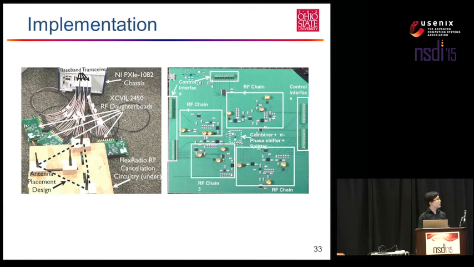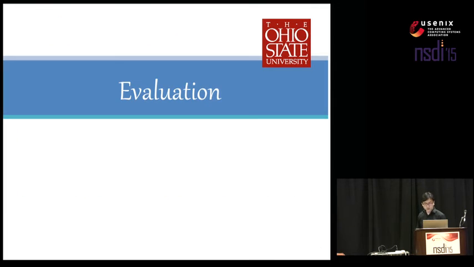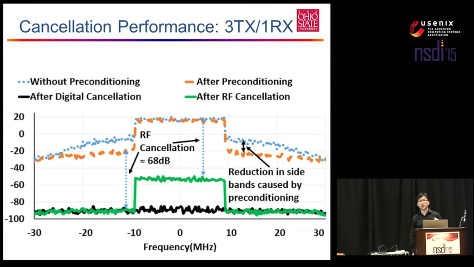Let's see what the performance of our system is. What we care about the most is the full-duplex cancellation performance. As I said, we try to reuse modules, no matter in the digital part or in the RF part, for our cancellation modules. So this is the performance we have. In the RF cancellation, we are able to achieve 68 dB of cancellation, and the rest of the noise can be pushed to the noise floor by the digital cancellation.